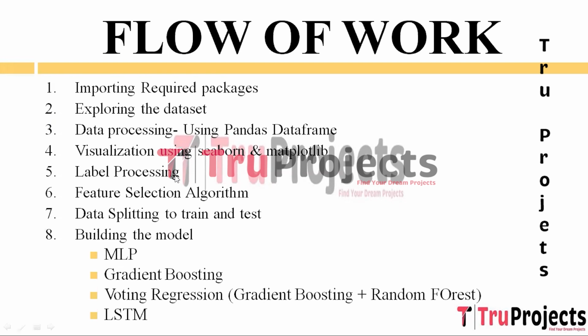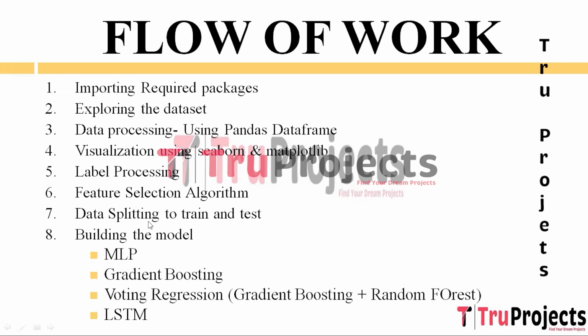The next step is label processing. In this step, we employ a label encoder to convert categorical labels into numerical values, enabling machine learning models to work with them effectively. The next step is feature selection algorithm. In this step, we select relevant features from the dataset and append them to create two datasets, X and Y. X is features and Y is target. This prepares the data for machine learning model training and prediction.